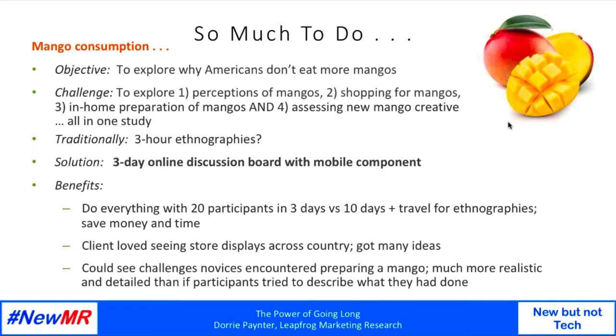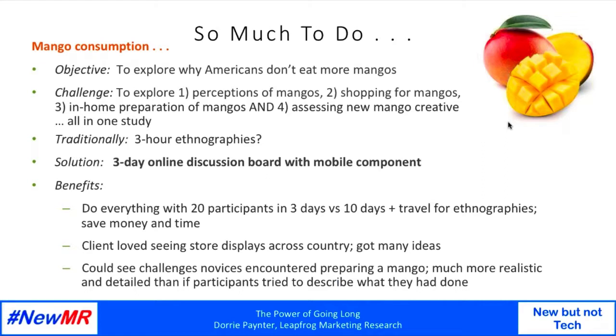We could do 20 participants in 3 days, as opposed to if we'd wanted to get across the country and visit 20 people, it would have taken us at least 10 days and cost a lot of money for travel and time. And the client really loved seeing all the store displays that they were able to get pictures of from across the country. They got a lot of ideas from that.